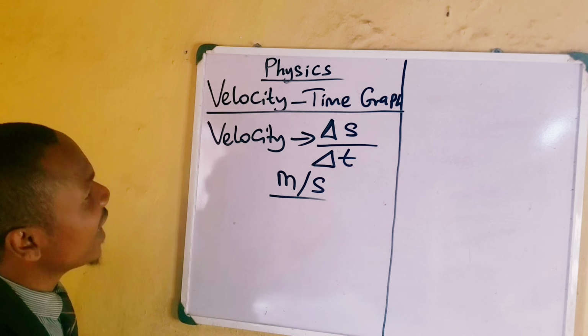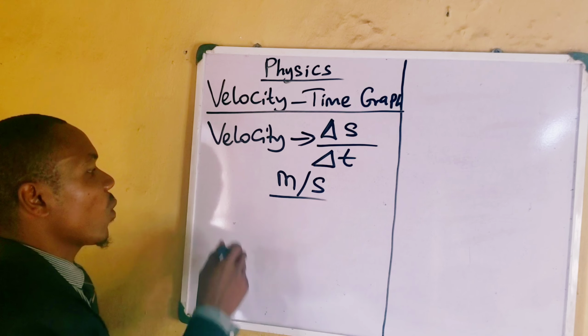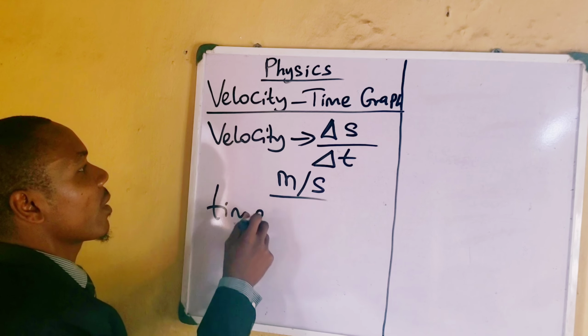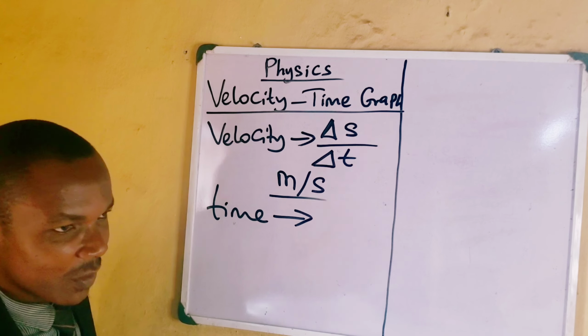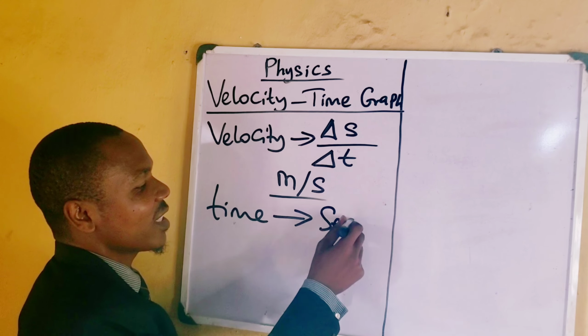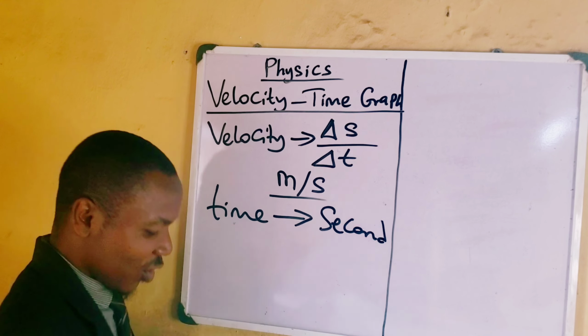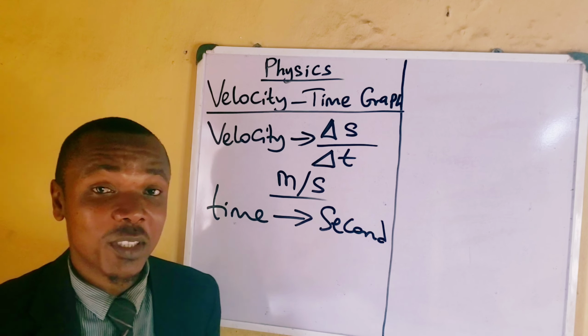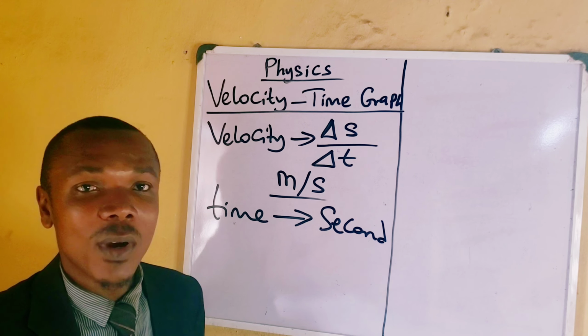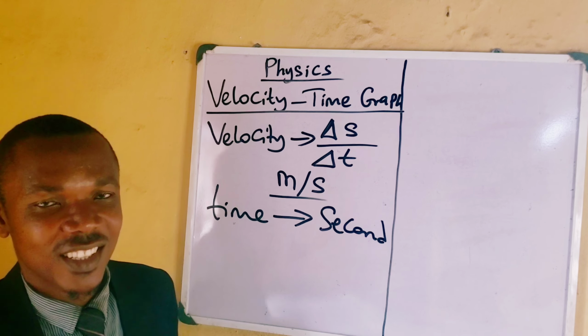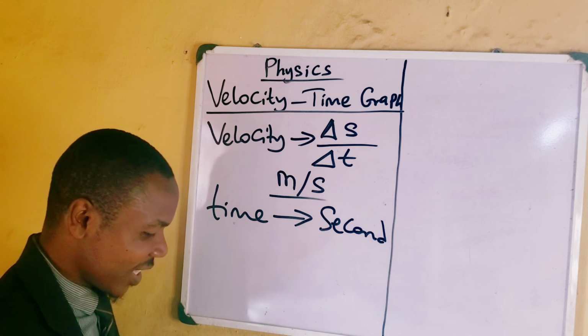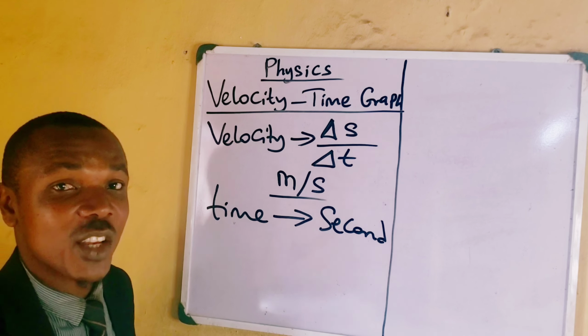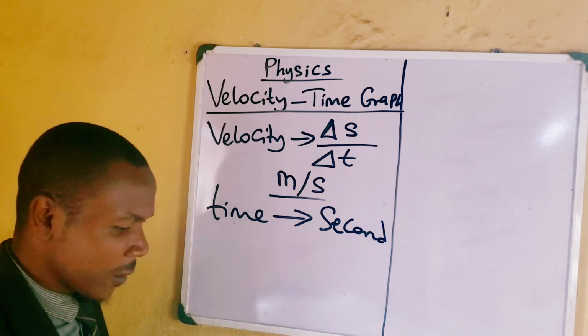On the other hand, we are talking about time. The standard unit of time is the second, but that does not mean that we only have time in seconds. It can be in minutes, hours, days, weeks, months, and so on. They are still time, but the standard unit is the second.